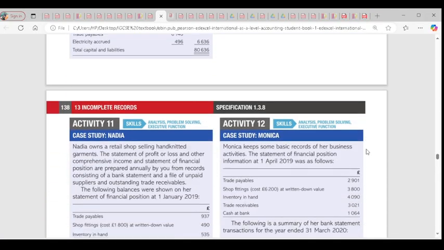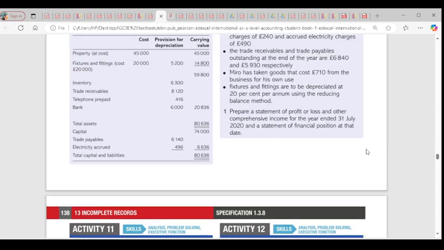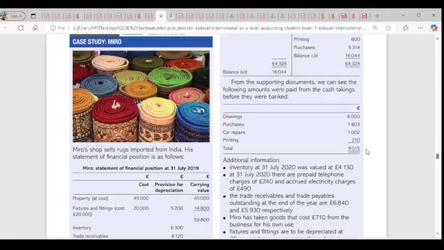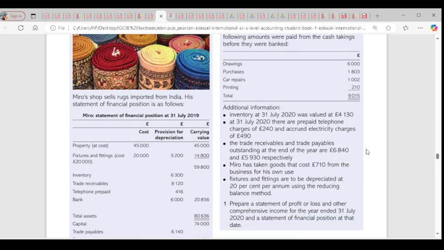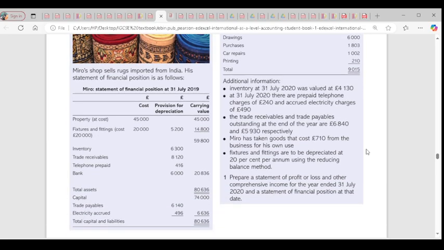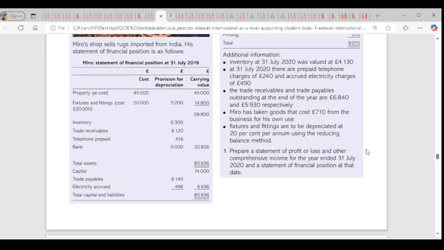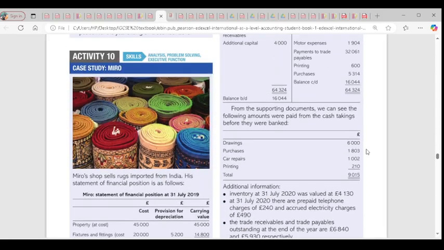For activity 10, are you there? Yes. Okay. So we start with that one. It's a long one though. They said, Miro's shop sells rugs imported from India. His statement of financial position is as follows. We have the case study there, the items. Then we're told to find, so we go up again.